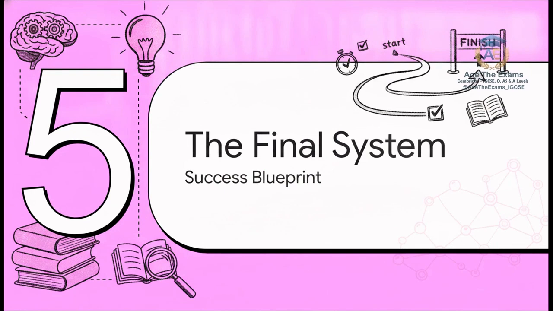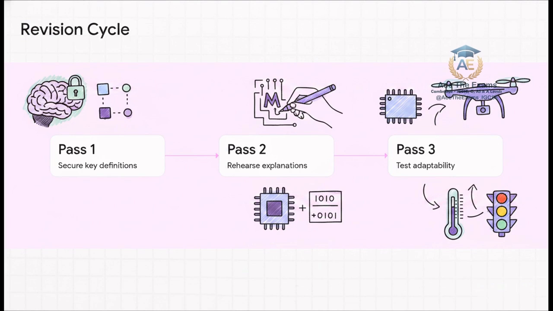Section 5, the final system, your exam success blueprint. We've done the heavy lifting today, but honestly, none of this matters if you just forget it all by next week. Our foundation here is the highly effective 3-pass revision cycle. Pass 1, secure the key definitions and contrasts. Pass 2, rehearse worked explanations. Seriously, don't just read them, map out those 8-bit binary additions by hand. Pass 3, test adaptability. If you practiced with a drone scenario, try answering the same exact concept applied to a digital thermometer. This proves you have true mastery, not just fragile short-term memorization.